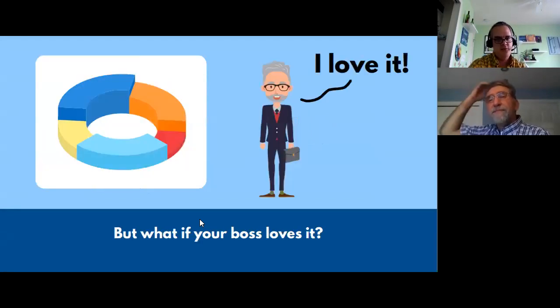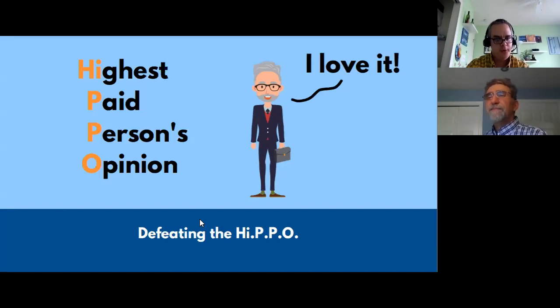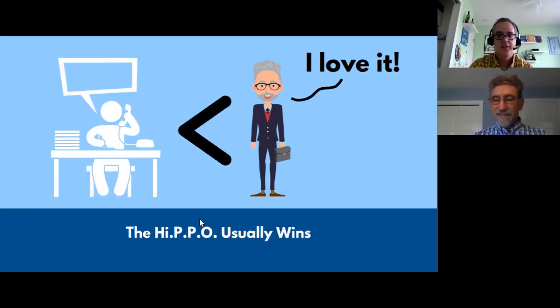But what happens if your boss loves that chart? And this happens a lot, where the boss loves the chart that distorts the data. Okay, that goes into the report. And that's the challenge. The hippo is the highest paid person's opinion. And the last thing we want to do is have the highest paid person's opinion determining what goes out as our report and what stays in. And if we don't have a process, that's what happens.